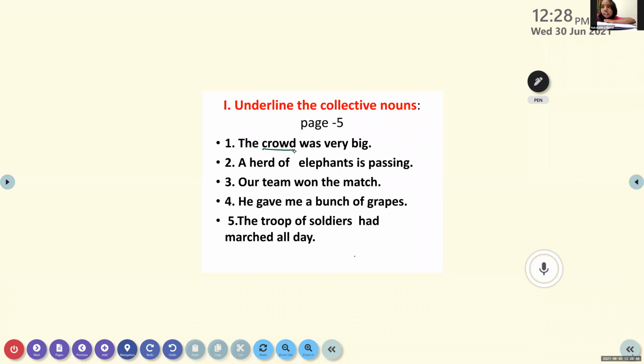Herd. Yes, very good. Herd is a collective noun here. We were asked to identify the collective noun, not the nouns or any other words. Okay, so herd is a collective noun there. Okay, now let's move on to the next one.